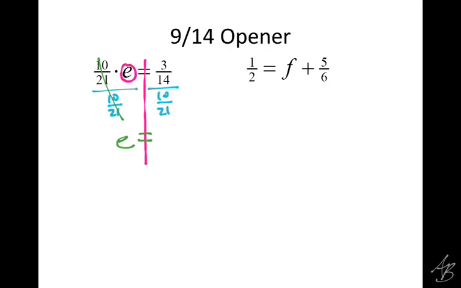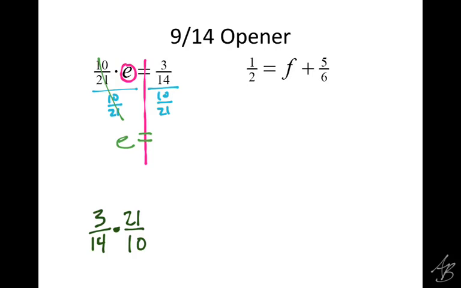Yeah, we're going to change it to a multiplication problem. So how do we do that? KFC. What does the K stand for? Keep. So what do we keep? Okay, what does the F stand for? Which one do we flip? Okay, that'll become 21 over 10, right? And then what do we change? That's the C. Good. Division changes to multiplication. Okay, now what?